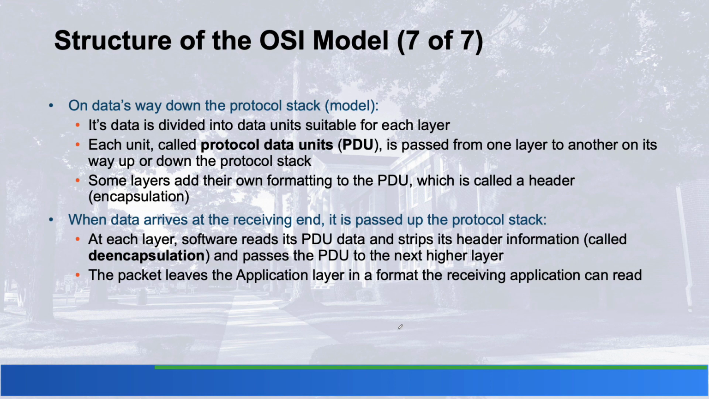So, for instance, when we get to the network layer, we're going to stamp the source and destination IP address onto the protocol data unit. It's going to put that in a field called a header of the data. That process is called encapsulation. So encapsulation is putting things around your data.